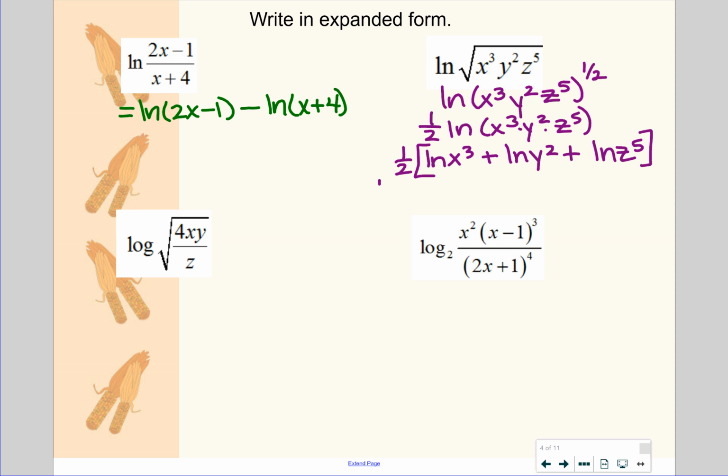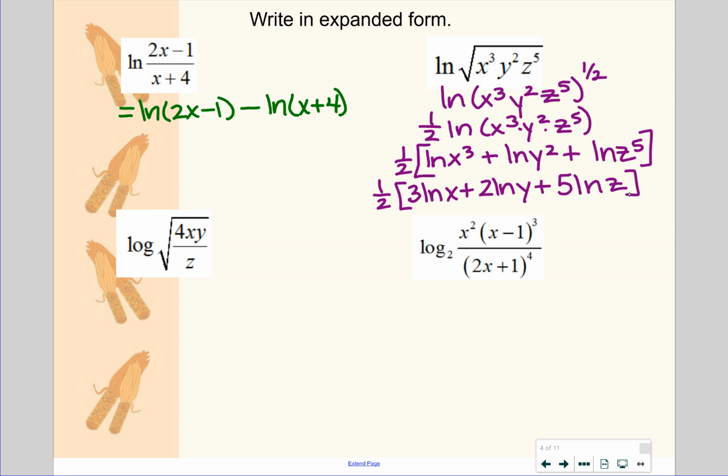So I can make it 1/2, 3 natural log x plus 2 natural log y plus 5 natural log z. I have no more multiplication, no more division, no more powers, so I know I'm expanded completely. An optional step here is you could distribute the 1/2 through if you wanted to, but that doesn't make it any more or less expanded, so I'm just going to leave it there.